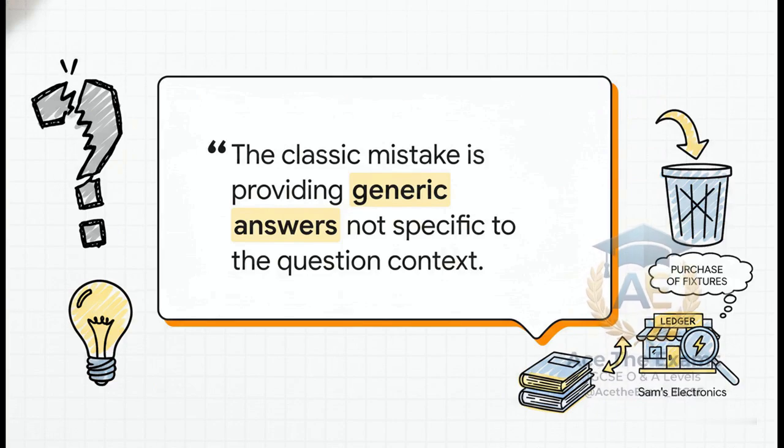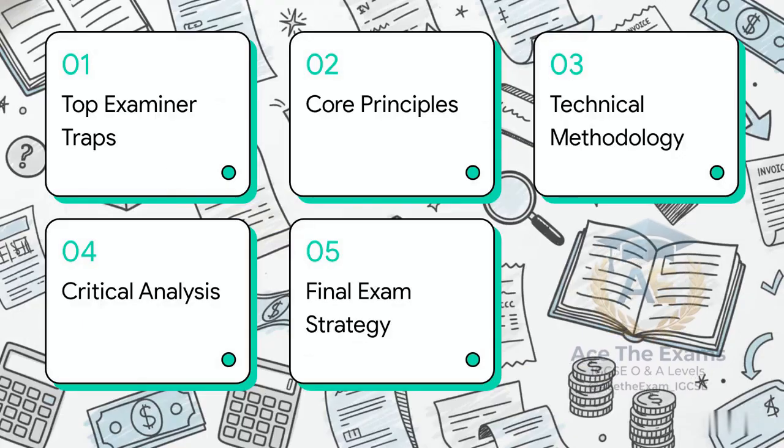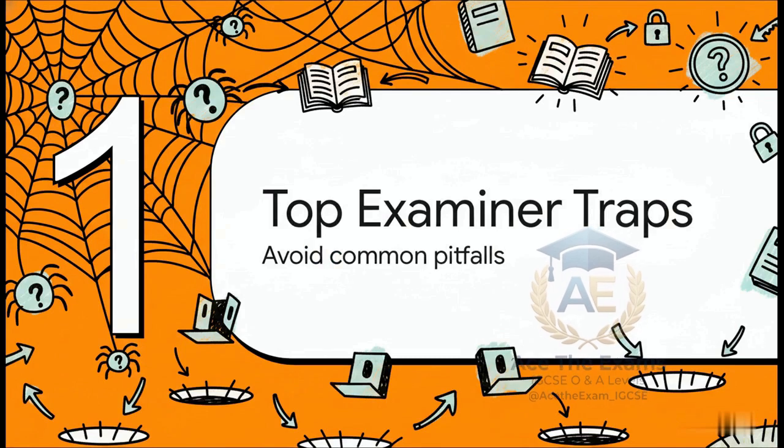on the table. To make sure you completely crush this exam, we'll dissect the examiner's perspective through these 5 strategic pillars. We'll cover the top examiner traps, core accounting principles, technical methodology, critical analysis, and finally, your ultimate exam strategy. Let's jump straight into Section 1, the top examiner traps.